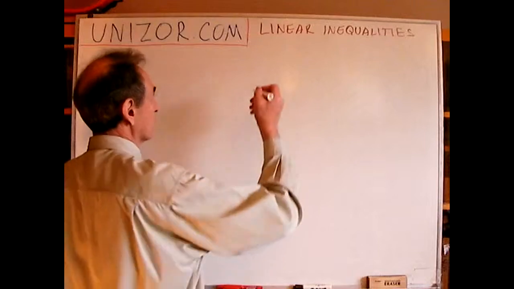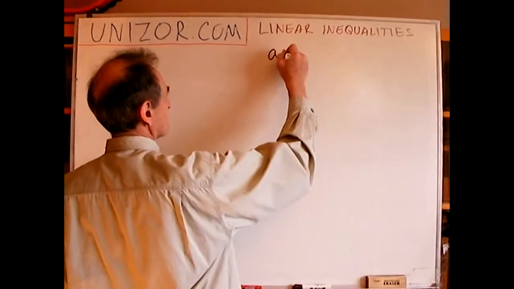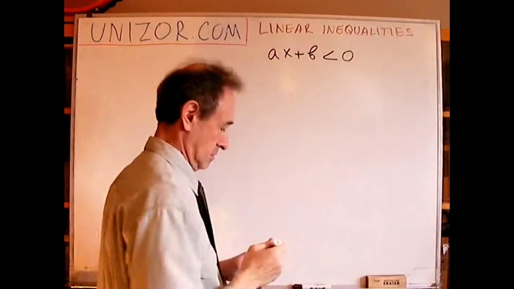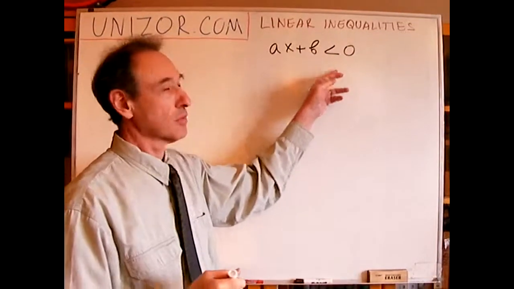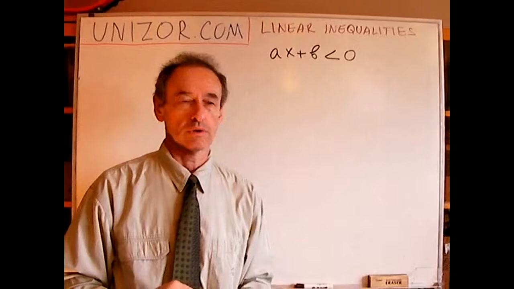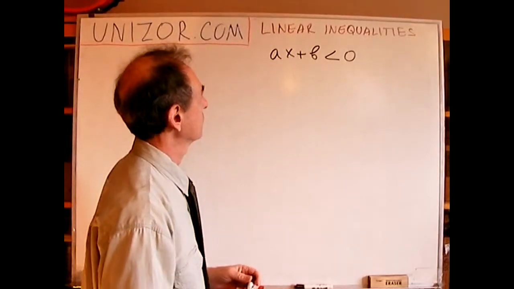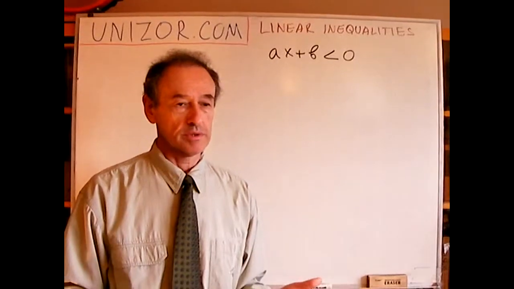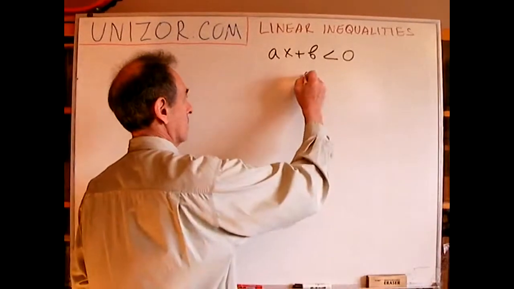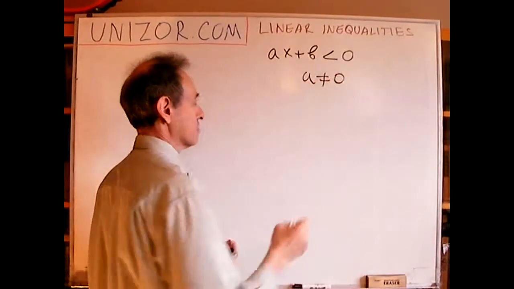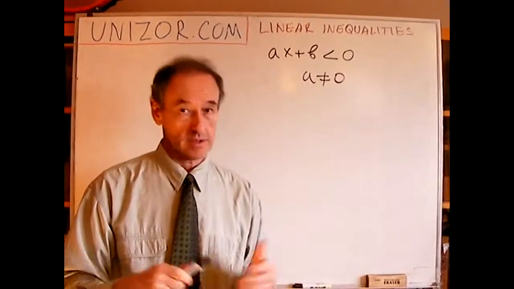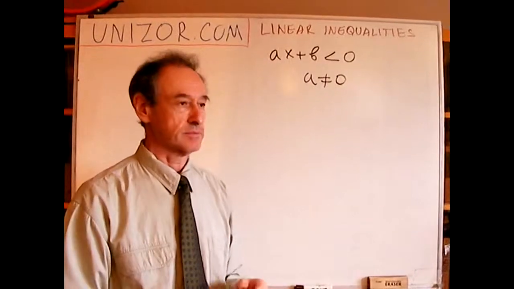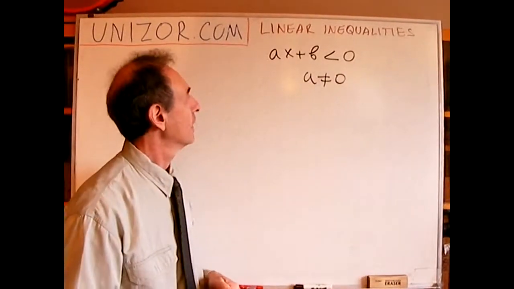Well, a general form can be something like this, or with any other inequality sign, like greater than, less than or equal, greater than or equal, etc. All right, so what's important? Well, obviously, a should not equal 0, because otherwise it's not an inequality, it's some kind of, I don't know what it is.